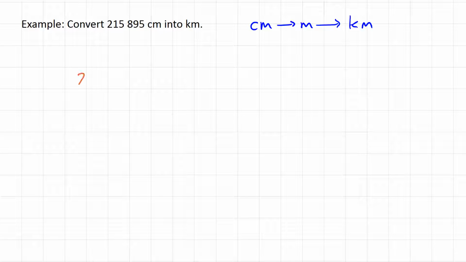So I'm going to start with my first measurement, 215,895 centimeters, and times, so here we go, we're going to set up our fraction where we go from centimeters into meters. So getting rid of centimeters, I put centimeters on the bottom. Want to be left with meters, so I put meters up top. Go to my table, find that relationship, and I see that for every 1 meter, there are 100 centimeters.